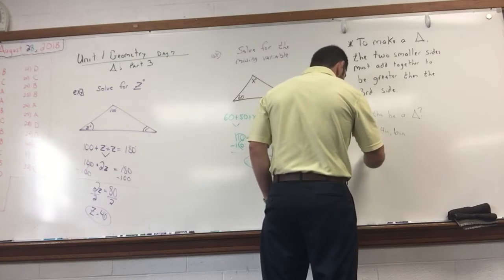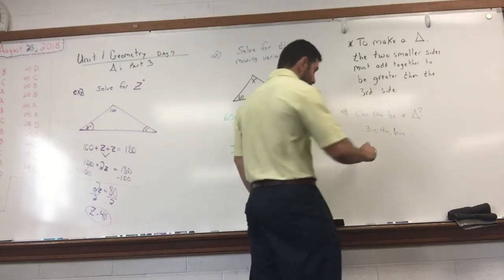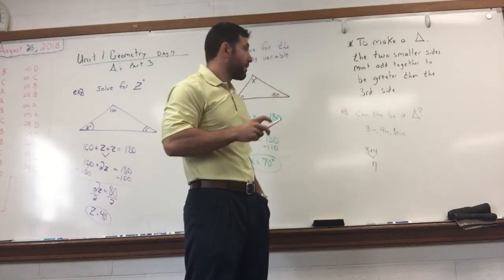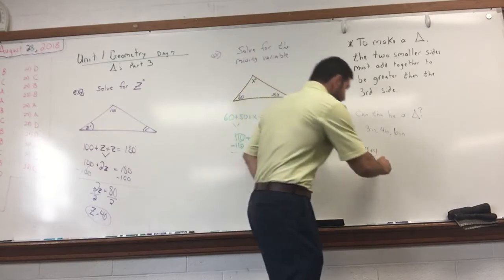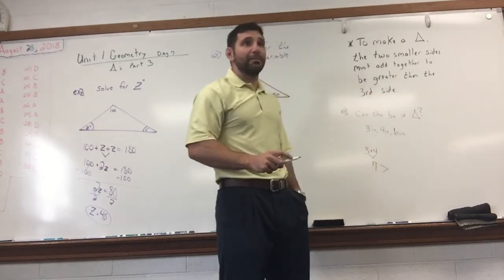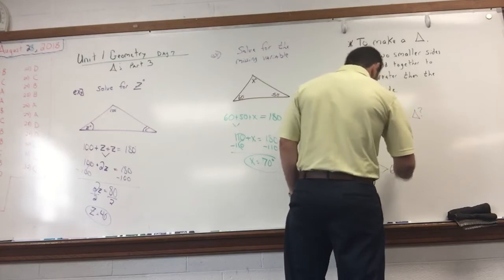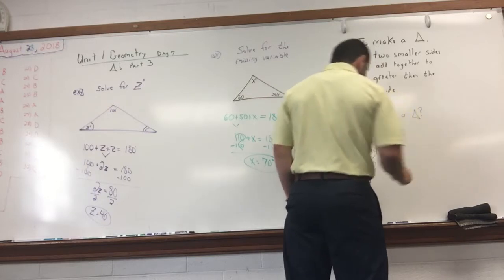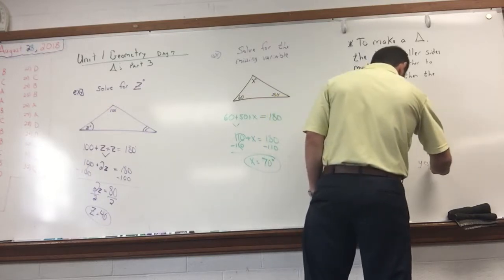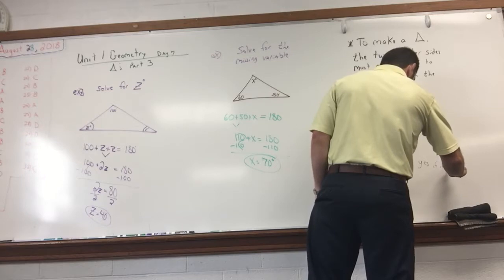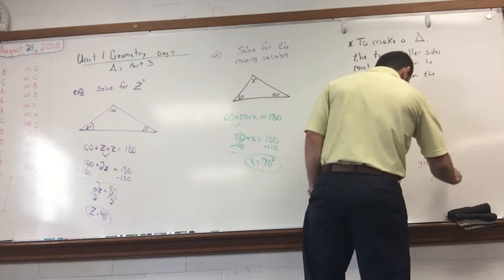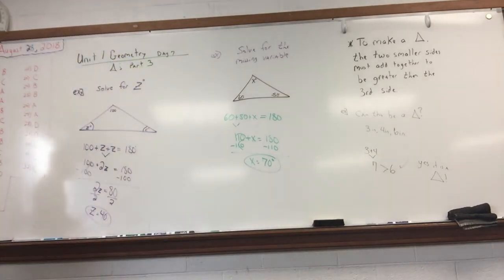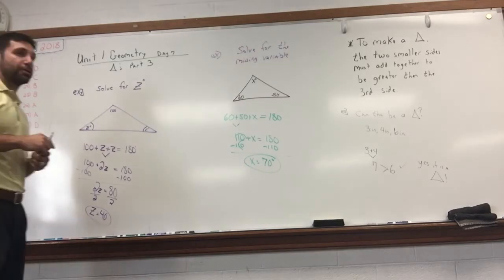I'm going to add them together. So I'm going to say 3 plus 4, and I'm going to come straight down. I'm going to say that is 7. Must add together to be greater than. 7 has to be the bigger number than the third side. Is 7 greater than 6? I'm going to put a check mark next to it and say, yes, it is a triangle. The two smaller sides must be greater than the third side.